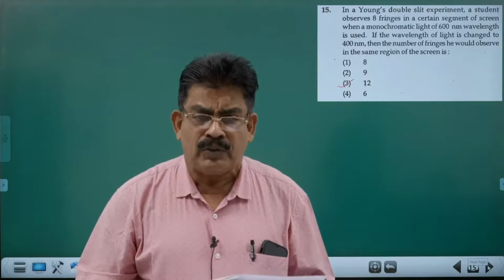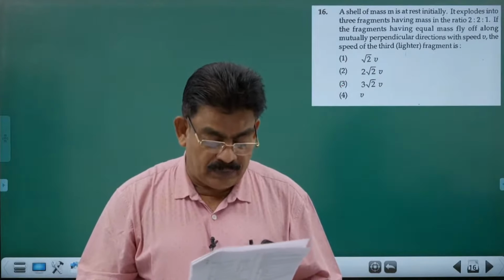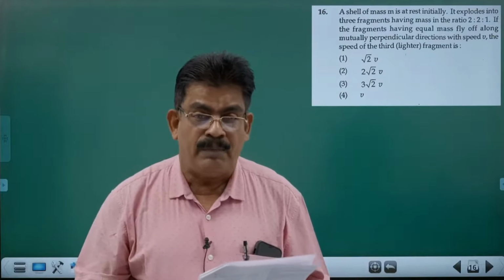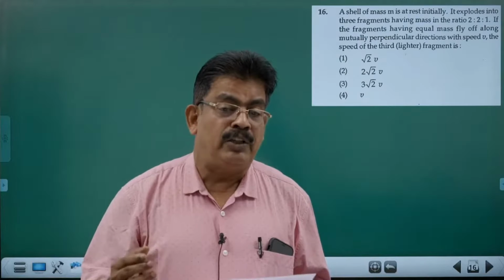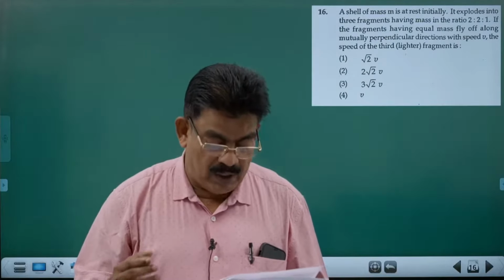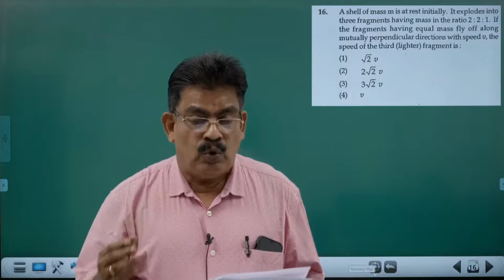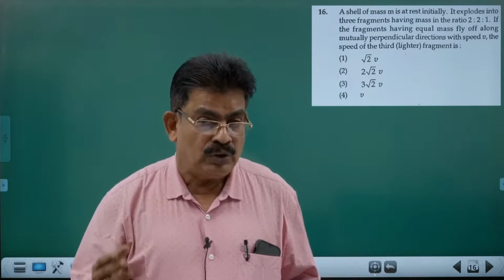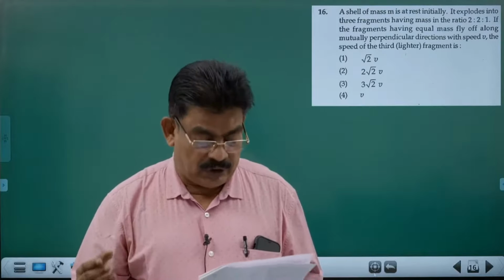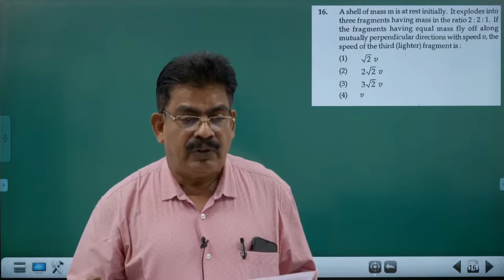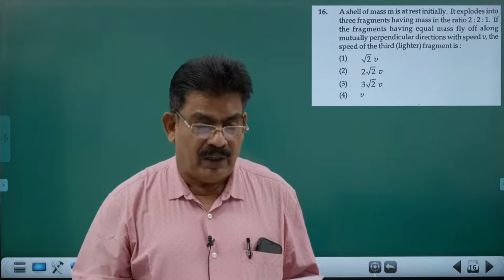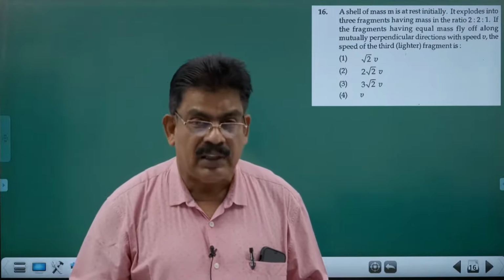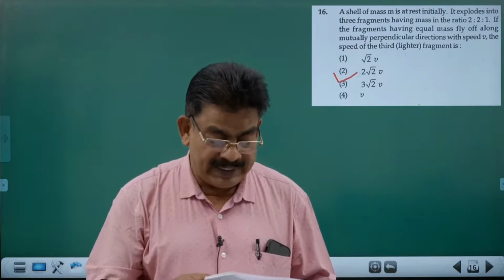Question number 16. A very common, very old question. We can say fragments are of masses 2:1. The fragments of masses 2 and 2 will move mutually perpendicular. Their momenta will be 2 mv, 2 mv. The resultant will be 2 mv root 2, and that is equal to the momentum of the third fragment. When you work it out, you will get the answer 2 root 2 v. That is option 2.